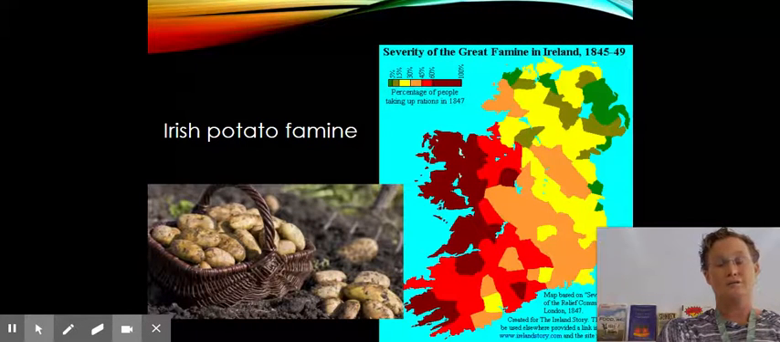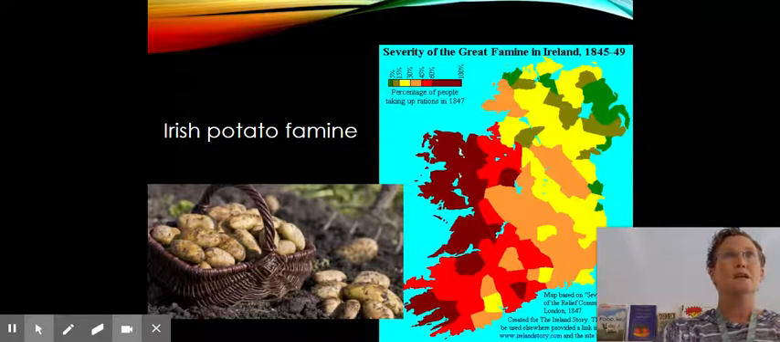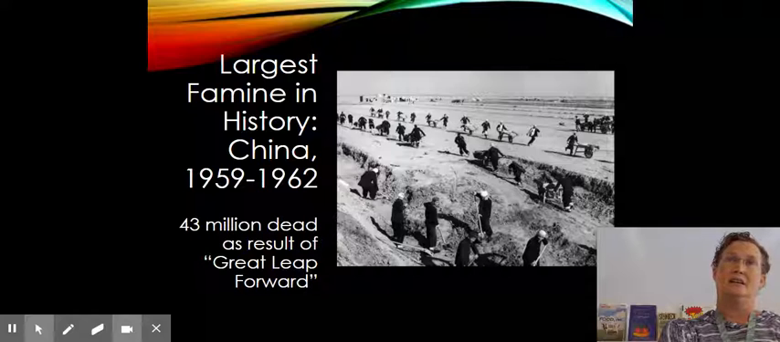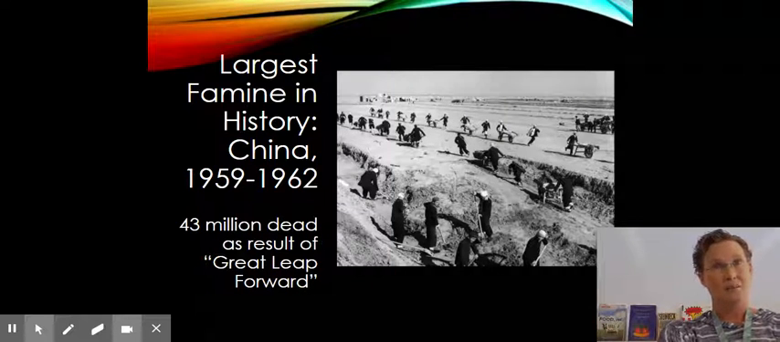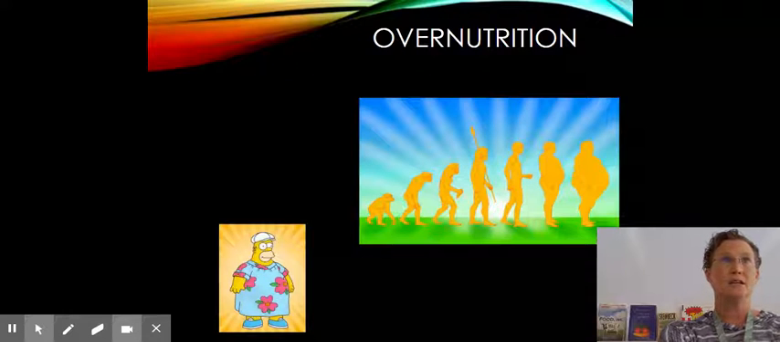And so a famous piece of history is the Irish potato famine that happened in the 1840s. And the largest famine in history was in China. It's just an awful part of history where 43 million people died as part of the Great Leap Forward. You probably learn more about that in your history classes. So throughout all of human history, we've had horrible famines.